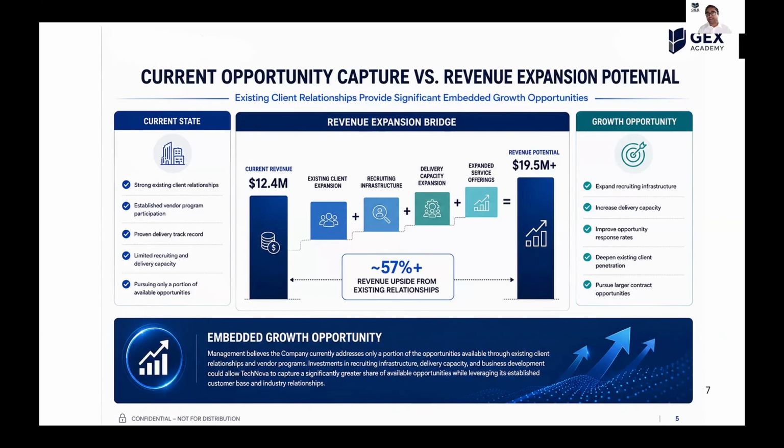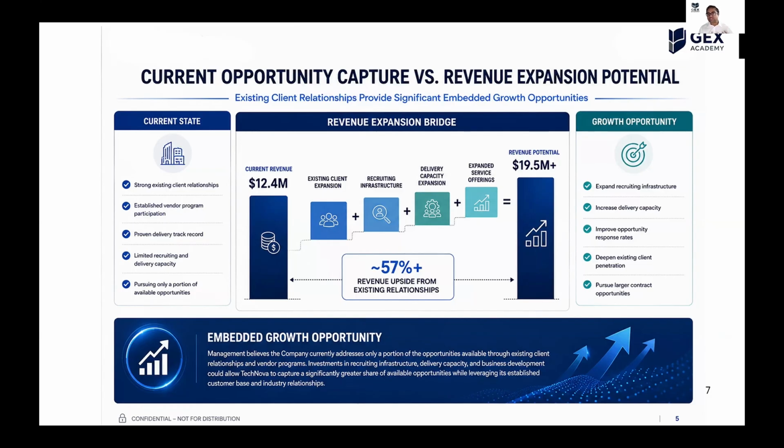So what's important here is that management is presenting a fairly logical value creation story, right? They're not claiming that revenue will double overnight. Instead, they're arguing that operational improvements can enable the company to capture opportunities that already exist within its current ecosystem.